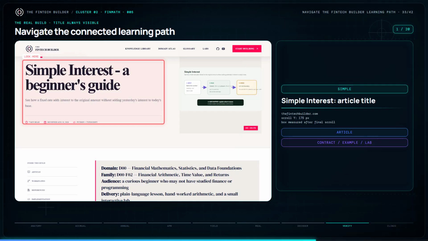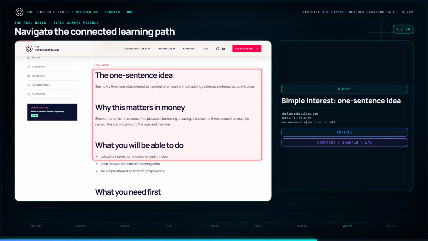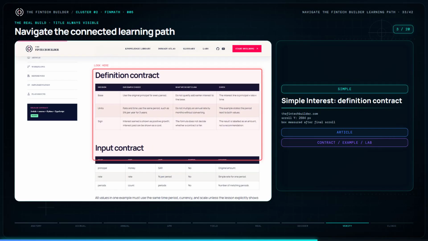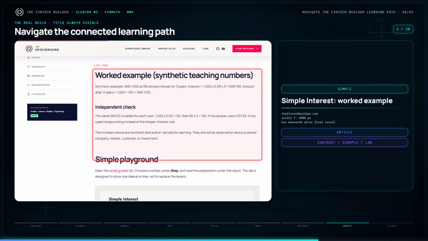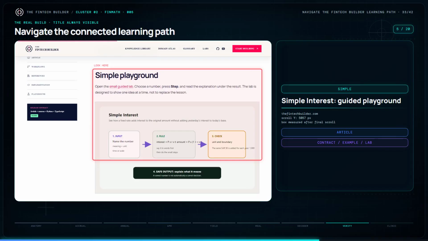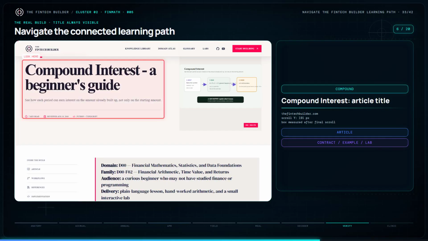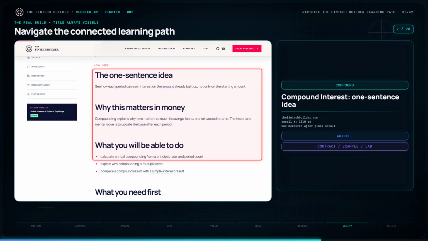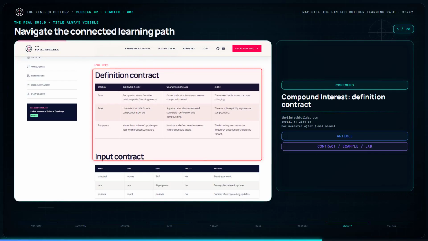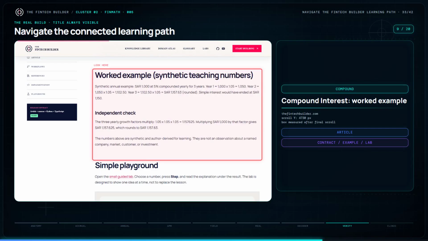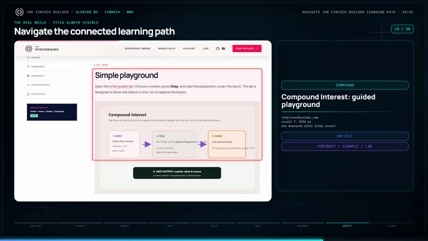On the fintechbuilder.com, begin with simple interest. Highlight the fixed original principal, the principal rate time contract, and the guided lab. Next, open compound interest. Highlight that each period earns on the amount already built, then compare its timeline with the simple interest path. Continue to return annualization and de-annualization.